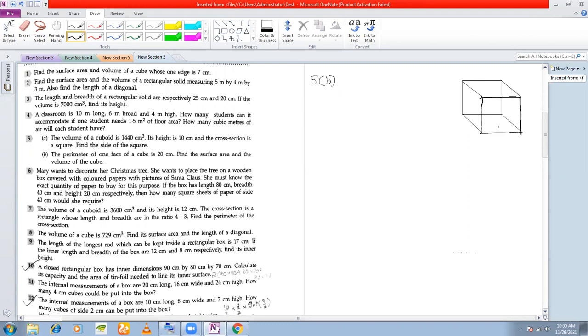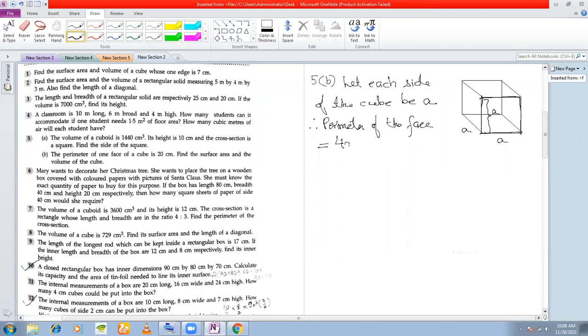The perimeter of this face of the cube is given to be 20 centimeters. So I say let each side of the cube be A. So that means this is A, and this length is also A. So what is the perimeter of the face, which is equal to the perimeter of the square, right? What is the perimeter of a square? 4A.